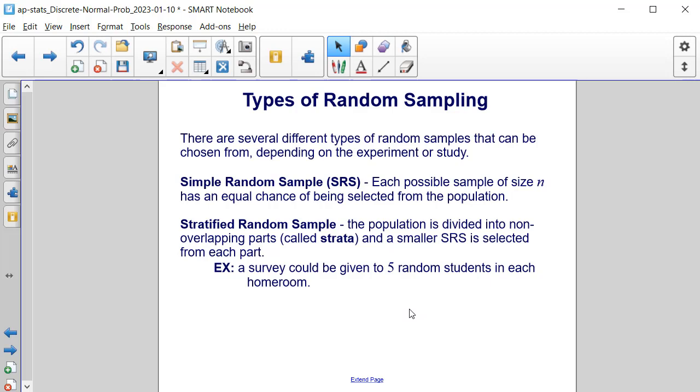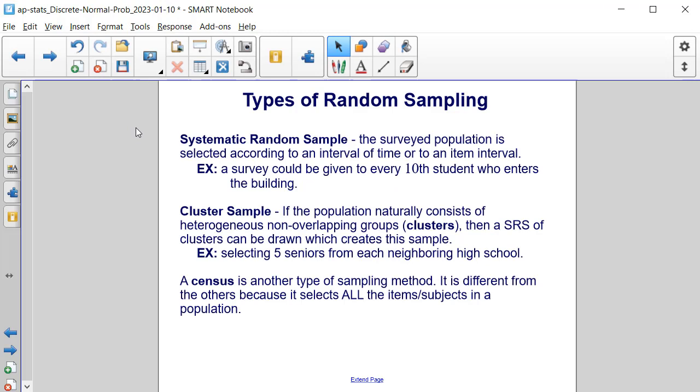So, for example, a survey could be given to 5 random students in each homeroom. The fact that they're using a homeroom separates the population into smaller, non-overlapping parts, and then 5 random students are chosen from each one.